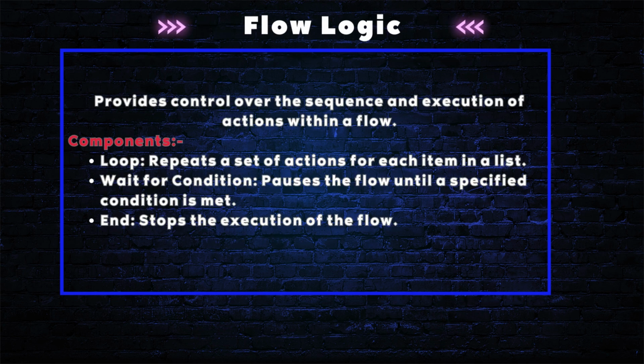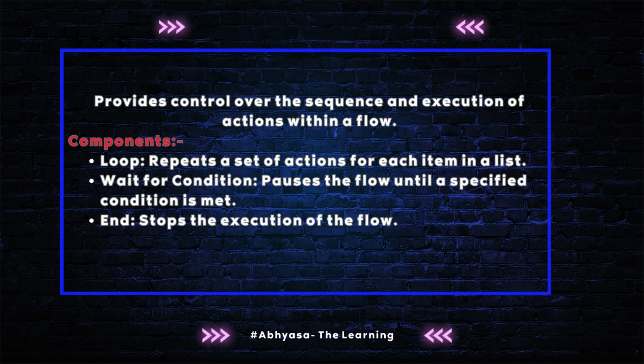Flow logic provides control over the sequence and execution of actions within a flow. Components. Loop repeats a set of actions for each item in a list. Wait for condition pauses the flow until a specified condition is met. End stops the execution of the flow.